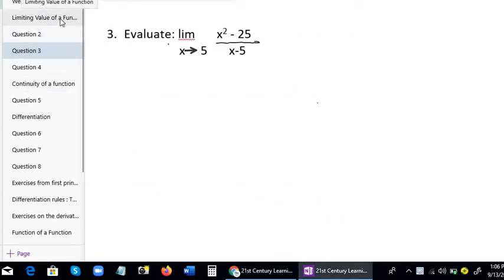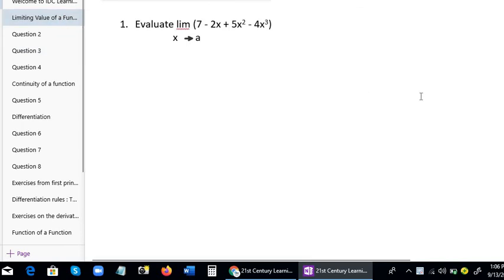To get started, we are going to look at the limiting value of a function, or what you know as the limit of a function. We are going to use some examples to break this down and for you to learn how it works. I want you to know that for the limit of a function, x always tends towards 0.